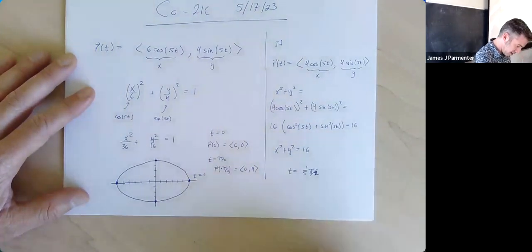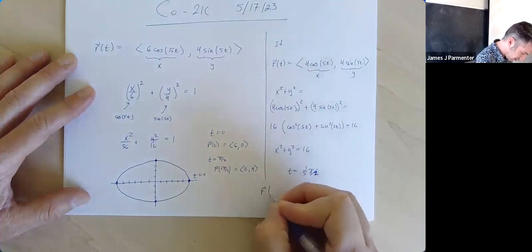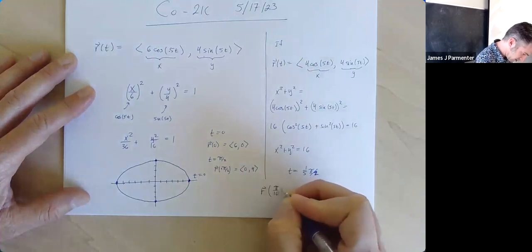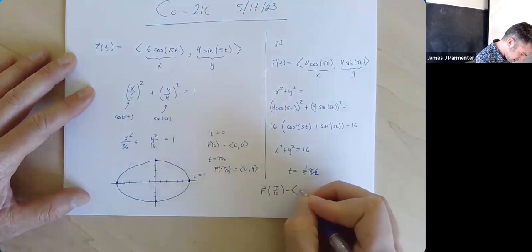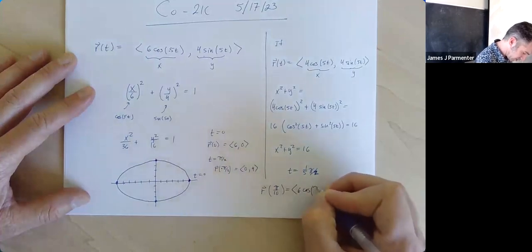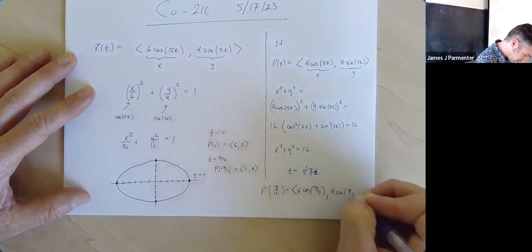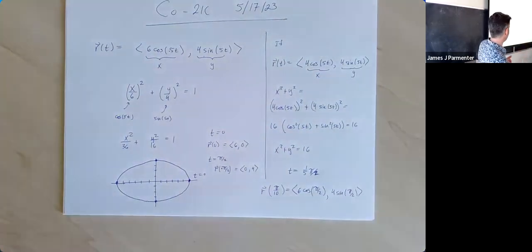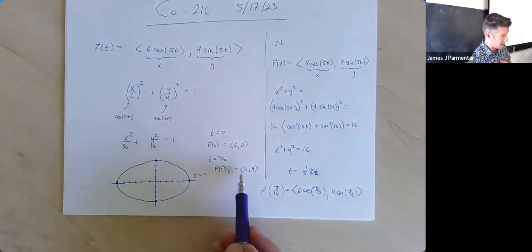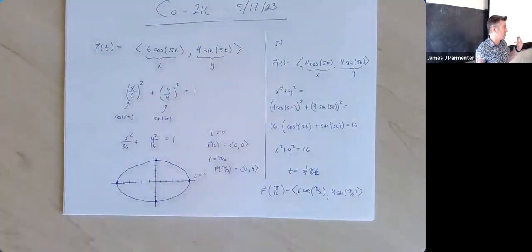Then if I plug that in, I get r of pi over 10, and that's going to be 6 cosine of pi over 2, 4 sine of pi over 2. It's still giving you the same position. It's just this one we got here, you've already gone all the way around once. So it's hard to know what direction the particle is traveling in, if that's a question we're interested in answering.